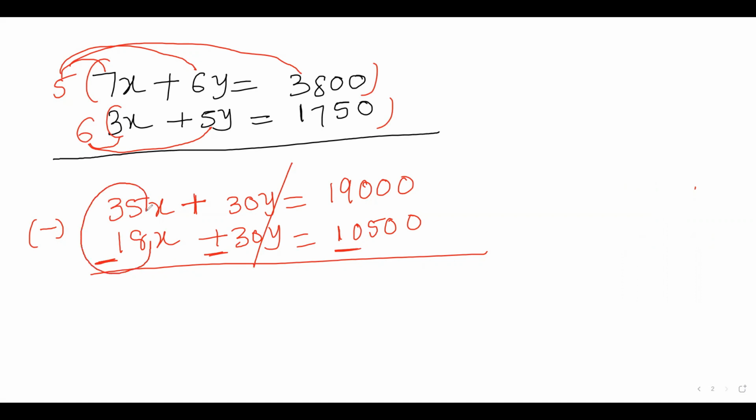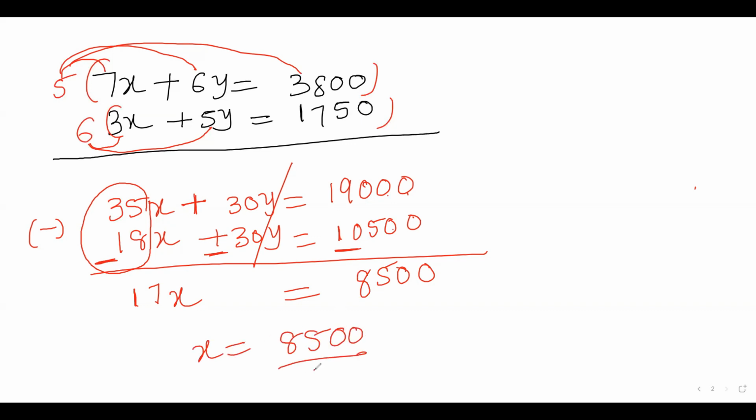35 minus 18 is 17x. 0 minus 0 is 0. Again 0. 10 minus 5 is 5. 8 will remain. X is equal to 8,500 by 17. 17 5s are 85. Two zeros will come. So x is equal to 500.